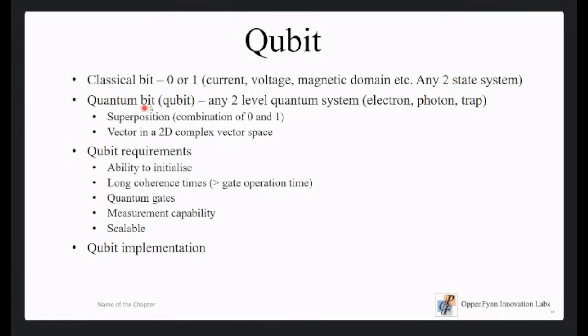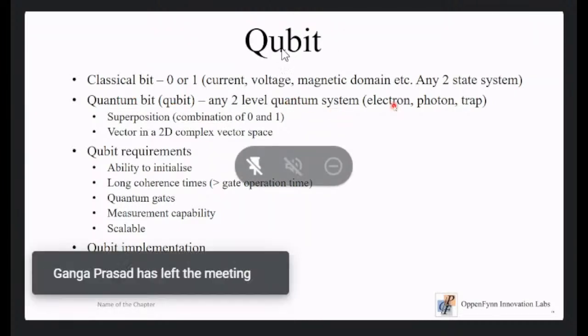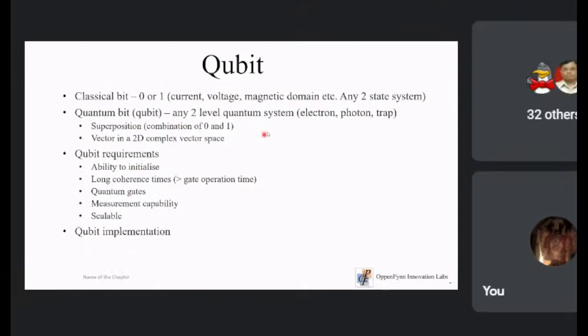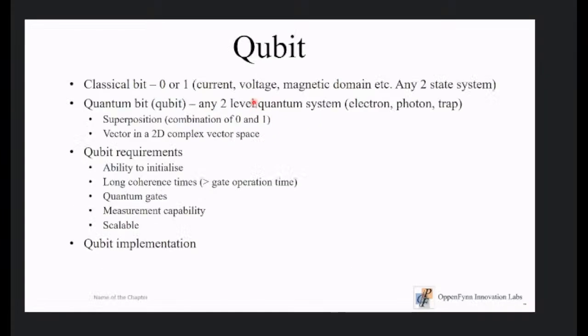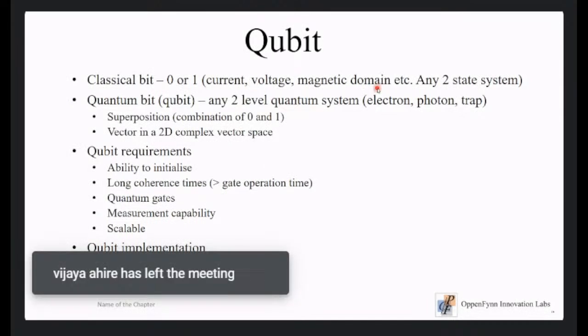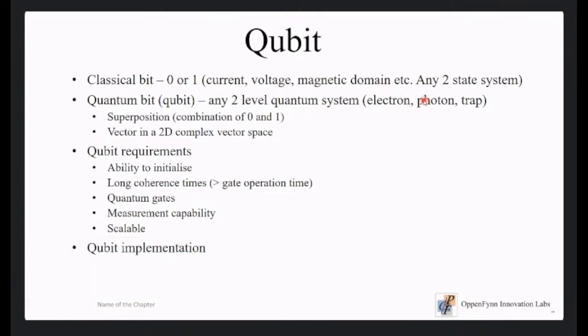Now, how do you represent a quantum bit or a qubit? Again, it's any two-level quantum system. If you have an electron and it has two levels that it can go to, it can be a quantum system. You can use a photon. You can use traps in materials as quantum bits. There are various systems you can use, just like for a classical bit. We will look at the various ways and their advantages and disadvantages in the future. But at this point, all I want to say is the only difference between a classical bit and a quantum bit is that a quantum bit is a two-level quantum system.